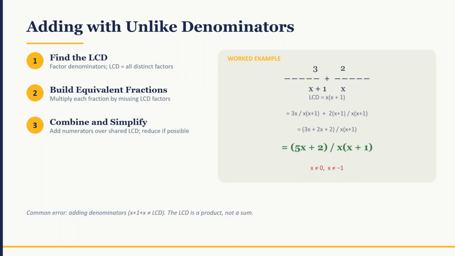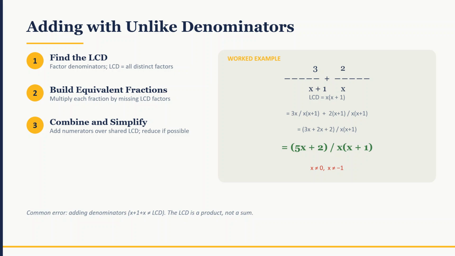Now let us add two fractions with unlike denominators. Take 3 over x plus 1 plus 2 over x. Step 1. Identify the least common denominator. The denominators are x plus 1 and x. They share no common factors, so the least common denominator is x times the quantity x plus 1.